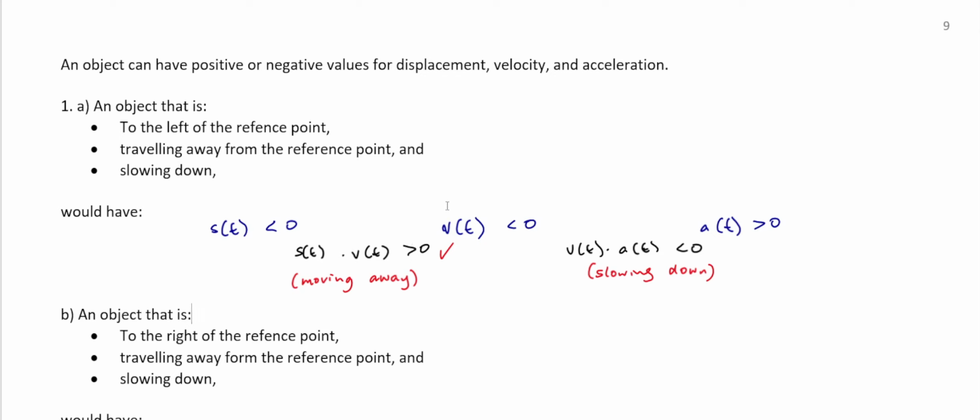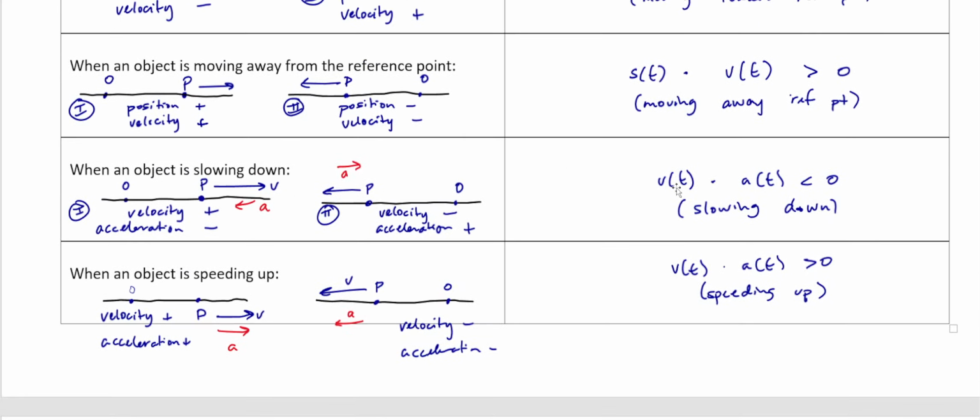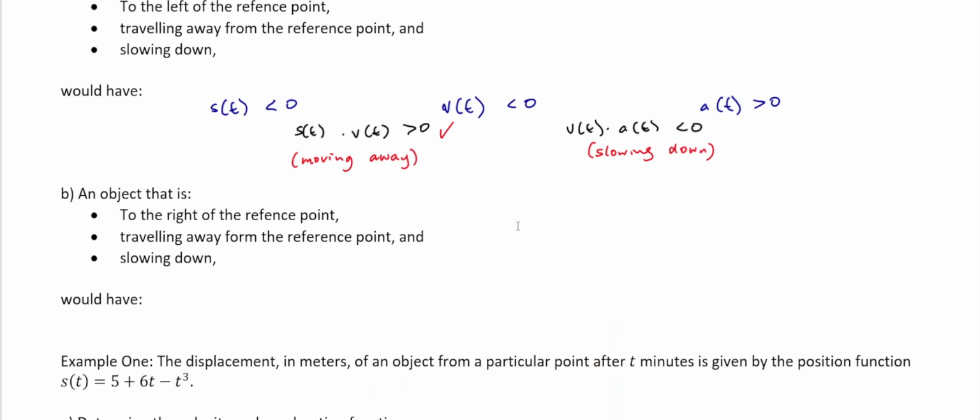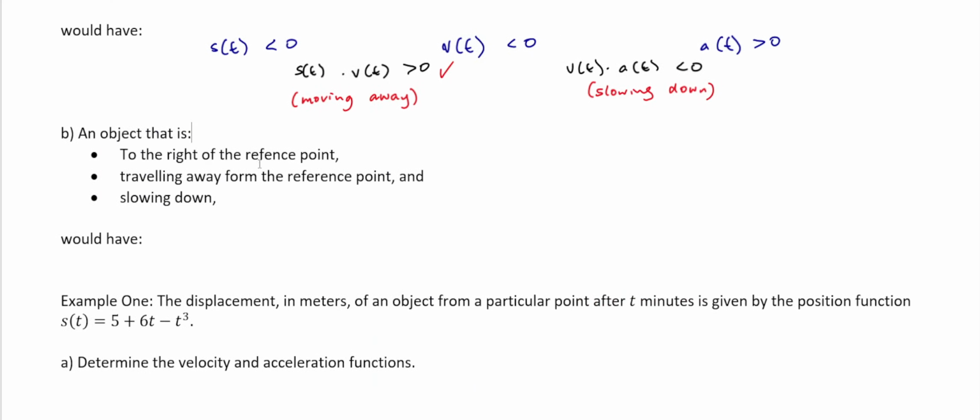So that works out. If it's slowing down, that means that the acceleration function has to have the opposite sign of the velocity function. So if velocity is negative, then acceleration has to be positive, and their product has to be a negative number to indicate that it is slowing down. Again, that relationship we derived from first principles right here. So go back and review that if you are finding that a bit confusing. Okay, let's take a look now. An object that is to the right of the reference point, traveling away from the reference point and slowing down. See if you can figure that one out as well. So I'll just pause the video and then we'll come back.